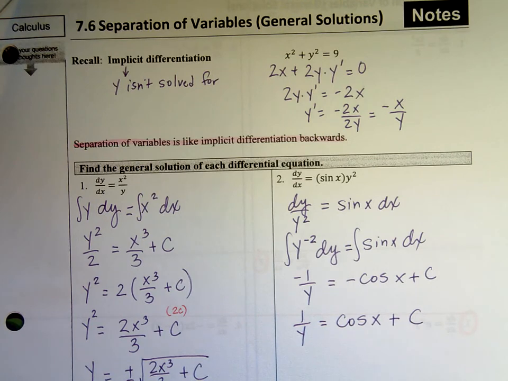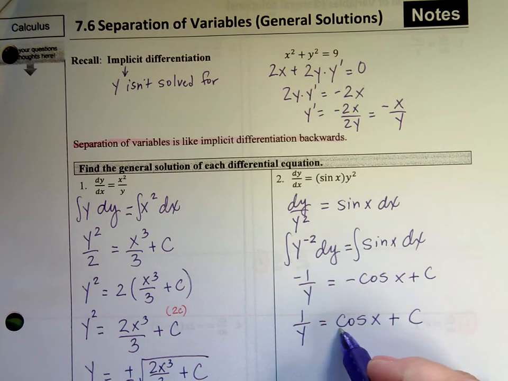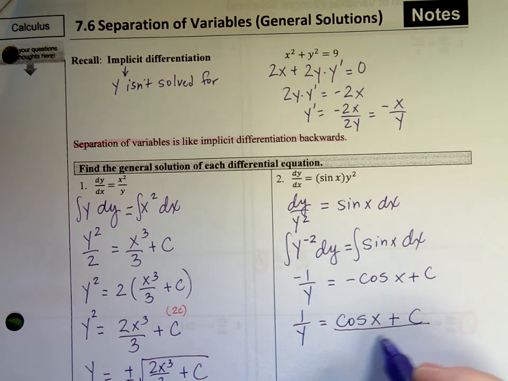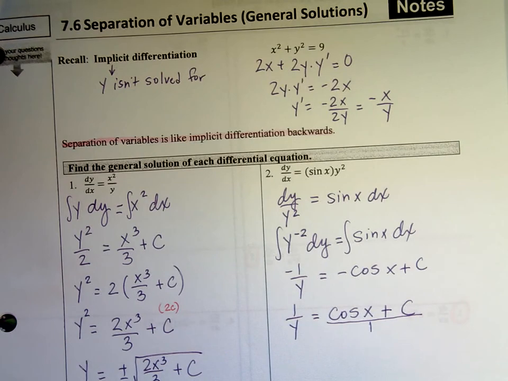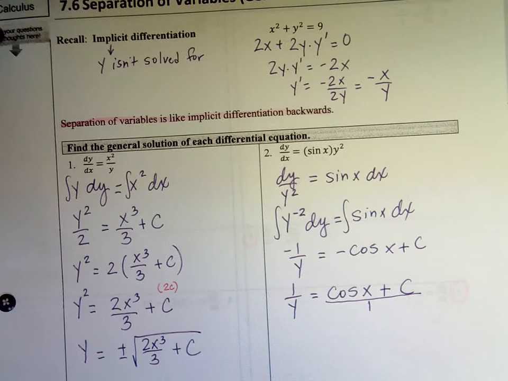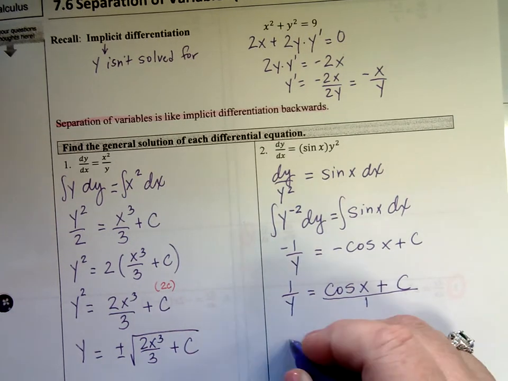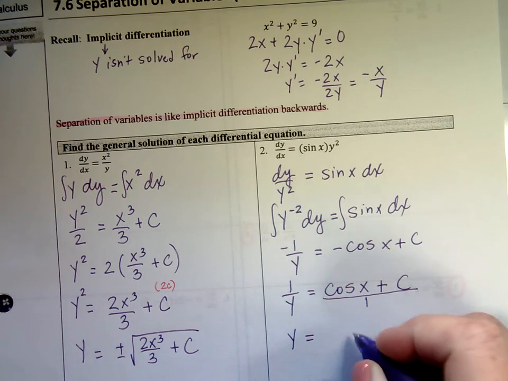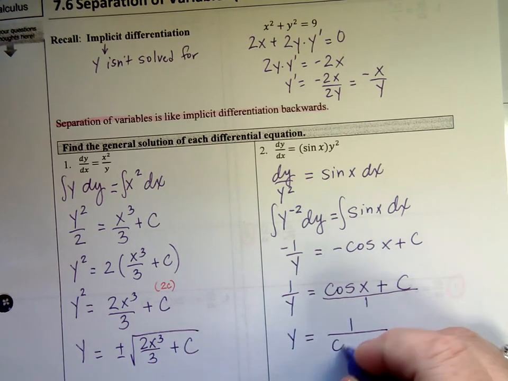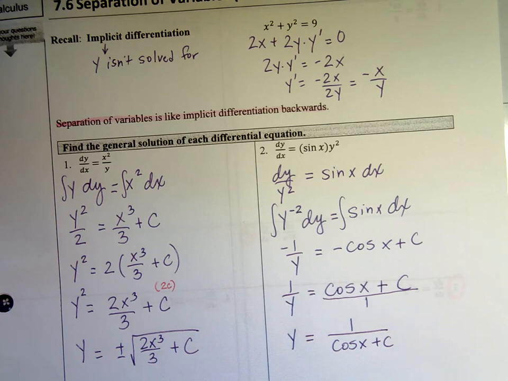Now here's something kind of interesting with fractions and proportions. Would it be mathematically correct for me to say that this is over 1? And you say, yeah, that's good. Now, can I say this? y equals 1 over the cosine of x plus c. Would that be a valid math move? Now think about that for a minute. What did I do?